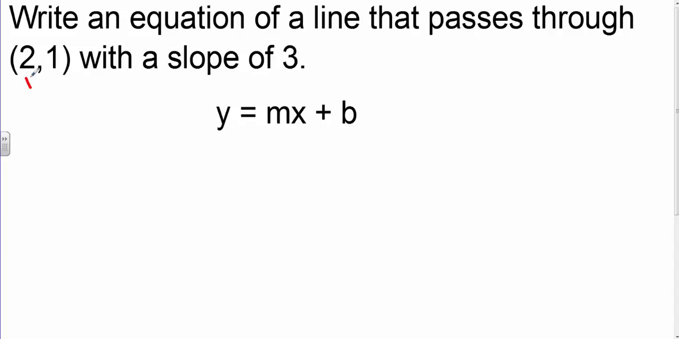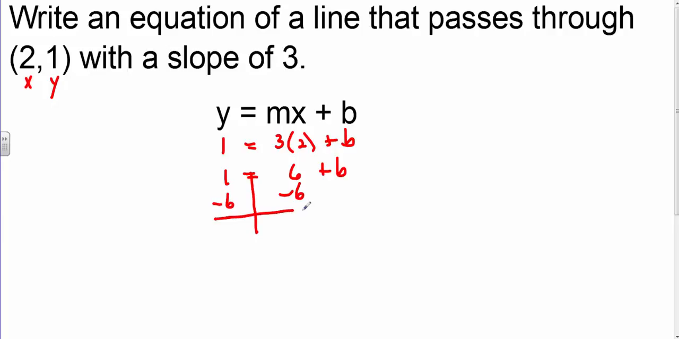Remember, this is the x coordinate, this is the y coordinate. So we take the y, which is 1, and we put it instead of the y. 1 equals, the slope is 3, the x is 2, plus b. Then we've got 1 is equal to 6 plus b. Minus 6 minus 6. b is equal to negative 5.